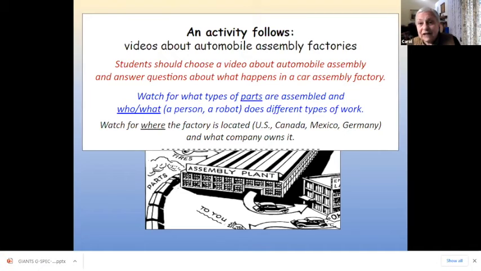What we have is an activity, and there's a choice of at least 5 videos where students can look at a video about how assembly gets done in automobile assembly factories. And I find it really fascinating. Some of the videos are 3 minutes long, some are longer. And what the students really should watch for is who's doing the work. Is it a person? Is it a robot? And they should watch for where this assembly factory is located. Is it in the US? Is it in Canada, Mexico, or Germany?